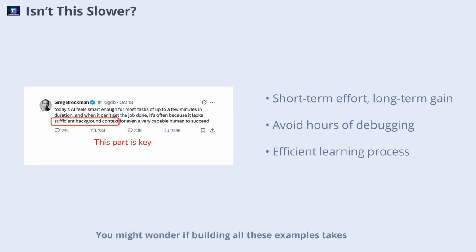You might wonder if building all these examples takes more time than just asking for the final result. In the short term, yes, it might take a few extra minutes, but in the long run, it saves you hours of debugging and frustration. Instead of spending 2 hours fixing why Clerk middleware breaks or why Three.js throws errors, you spend 20 minutes making small, working examples. This proactive approach pays off big time.